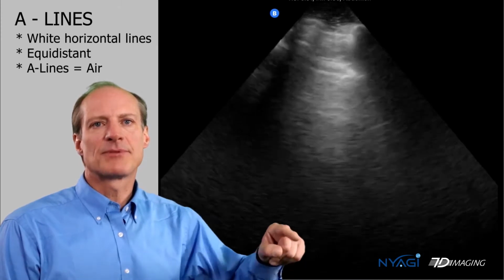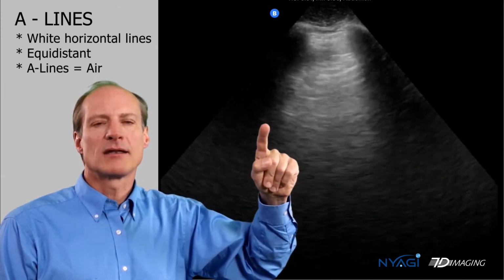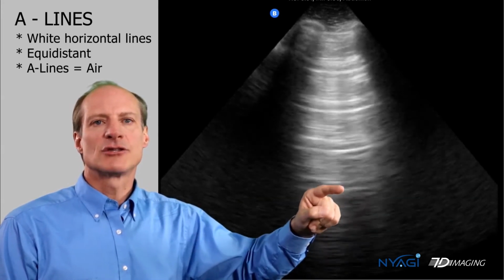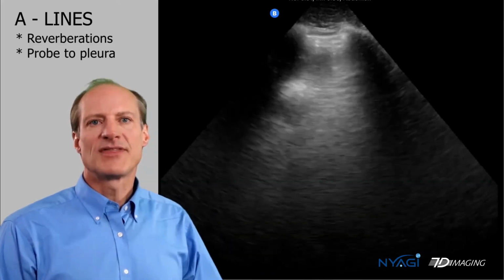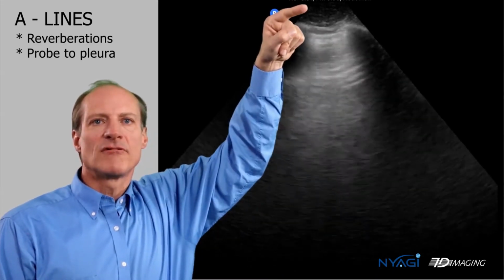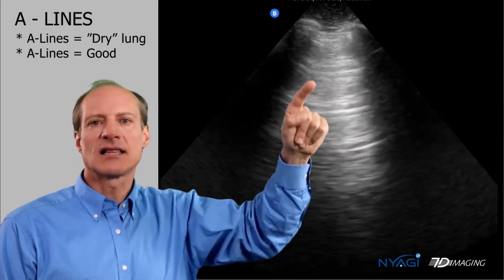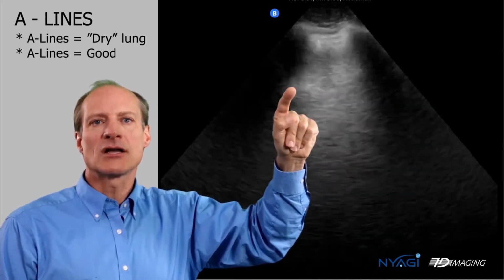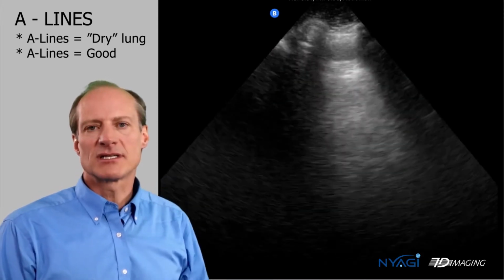When you increase the depth, you'll notice these bright white, horizontal, equidistant artifacts. Those are called A-lines. A-lines represent aerated lung. They develop because of reverberation artifact between the probe and the pleural space. When you see A-lines, it is usually good. It means that the lung is filled with air because air does not transmit sound waves very well.